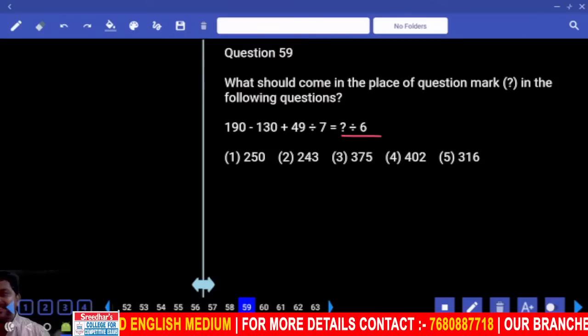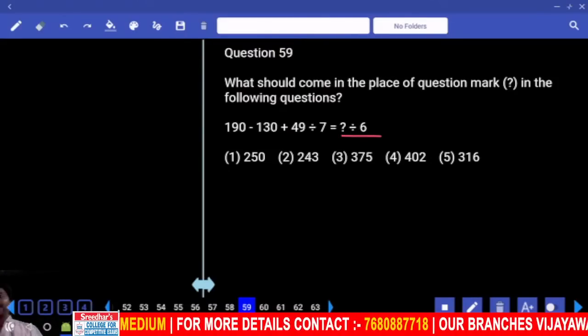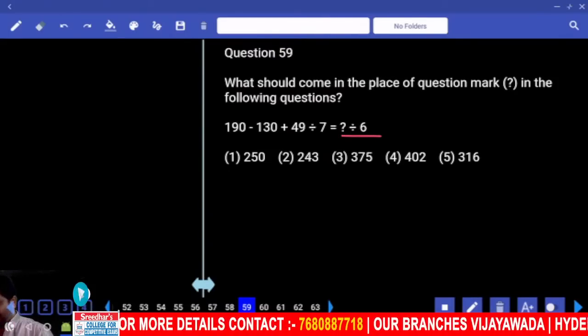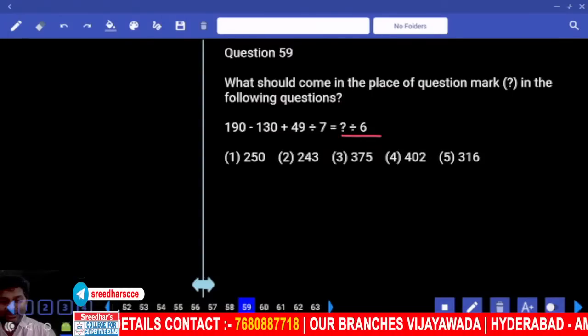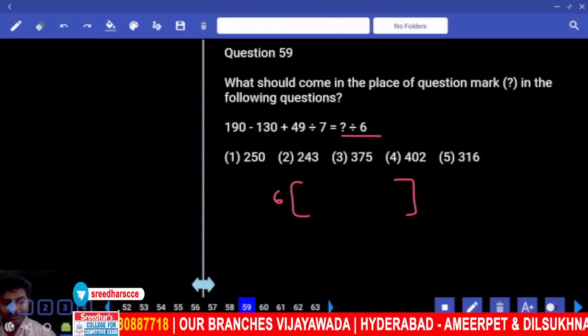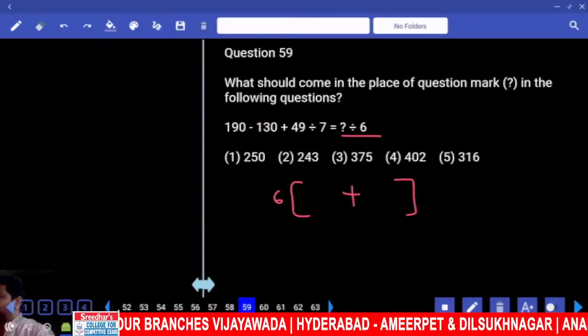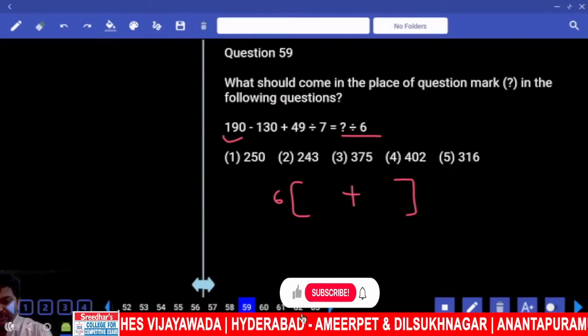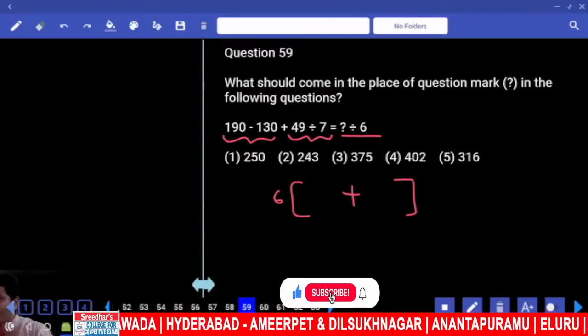Right. X is on the right hand side. The extra number on the right hand side comes to the left hand side. It will be 6 into this number, correct? So here we have plus. Assume this is one number and this is another number.